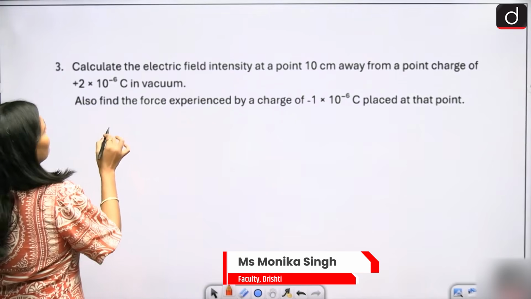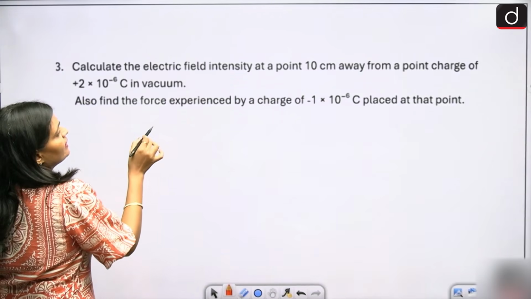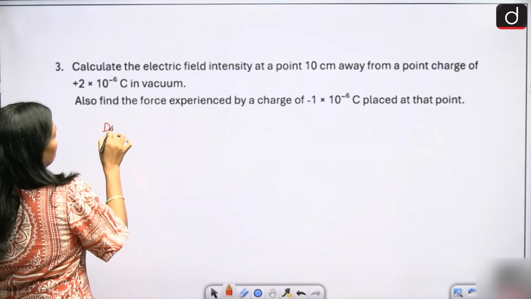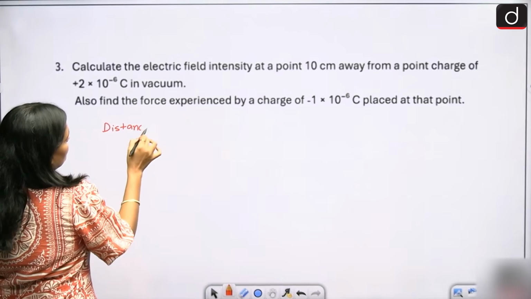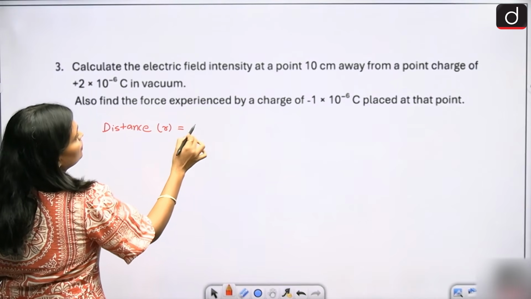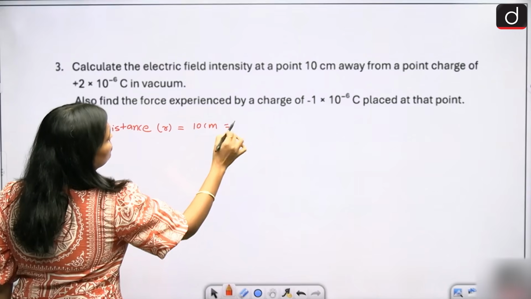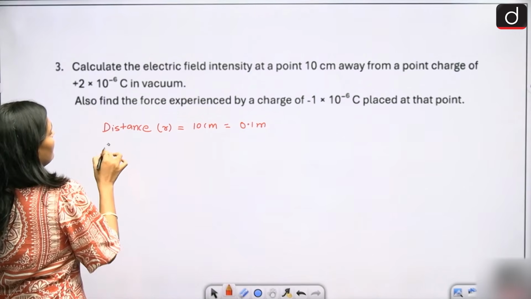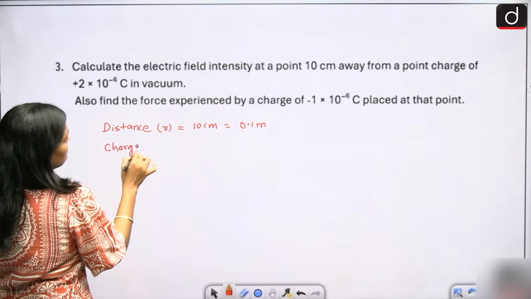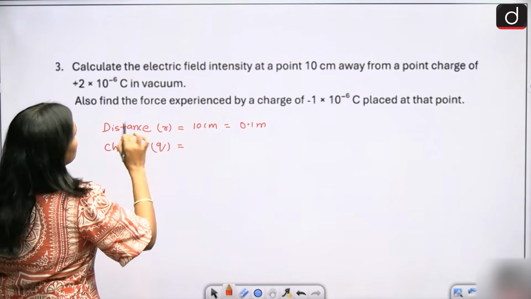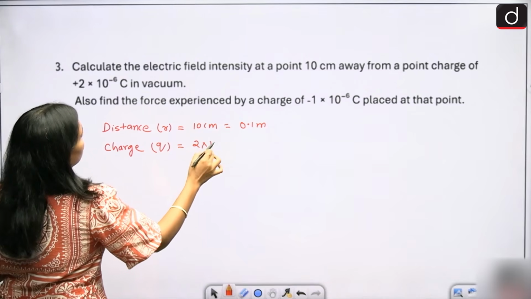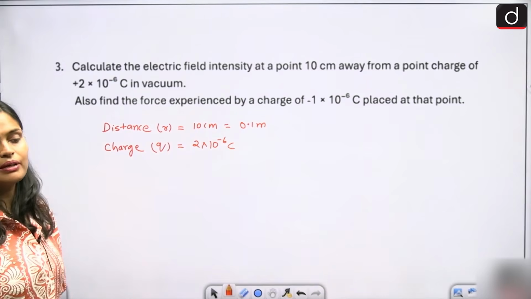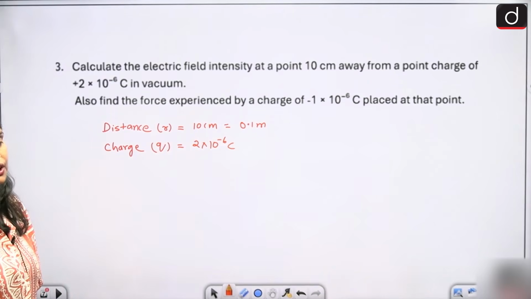Okay, what is given here? Again, the electric field intensity at point 10 centimeter away. That means distance small r is equal to 10 centimeter. So 10 centimeter means 0.1 meter, right? And charge Q, how much it is given? 2 into 10 to the power minus 6 coulomb. So already it is given, no need to change further.